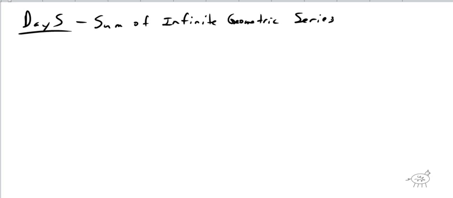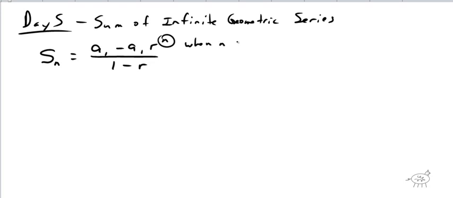Okay, so we have a nice little formula that we're going to develop here. Let's just look at our old formula. Remember S sub n, this is for a geometric series: a sub 1 minus a sub 1 r to the n over 1 minus r. So let's think of a couple of different things here. First of all, when n is so large, when it gets really, really big, and the absolute value of r is less than 1. So what is that going to be?